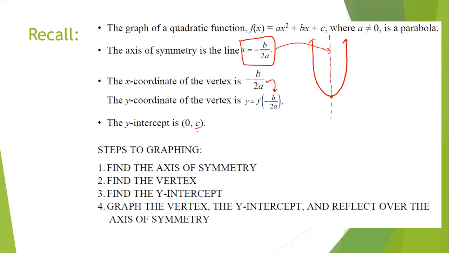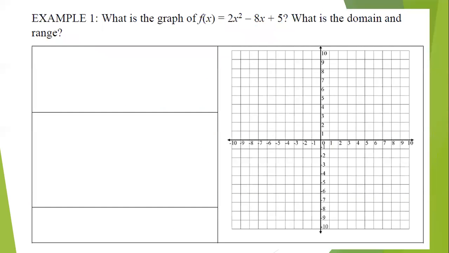Okay, steps to graphing. These are the 4 steps that we're going to follow to graph and analyze the function. First, we're going to find the axis of symmetry. Second, we're going to find the vertex. Third, we're going to find the y-intercept. And then fourth, we're going to graph the vertex, the y-intercept, and reflect over the axis of symmetry. 4 easy steps, and wham, bam, thank you, ma'am, we're done. Okay? So here we go.